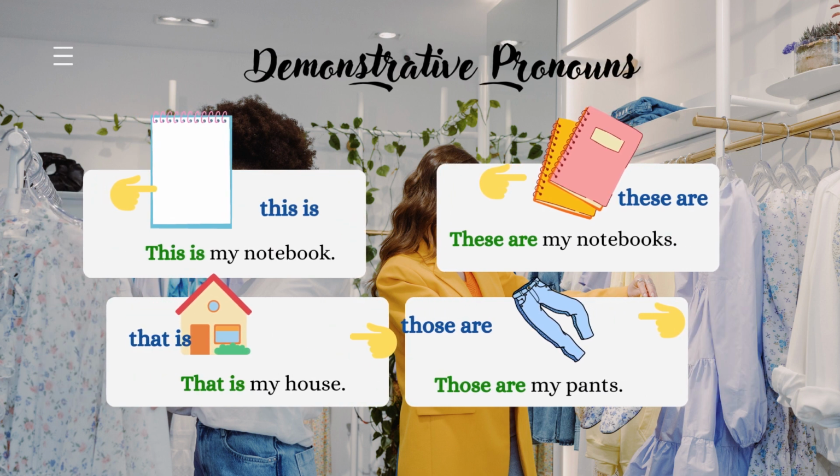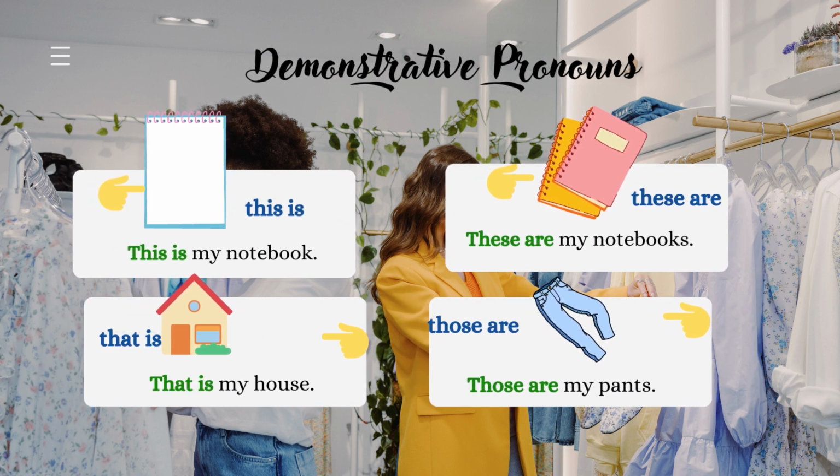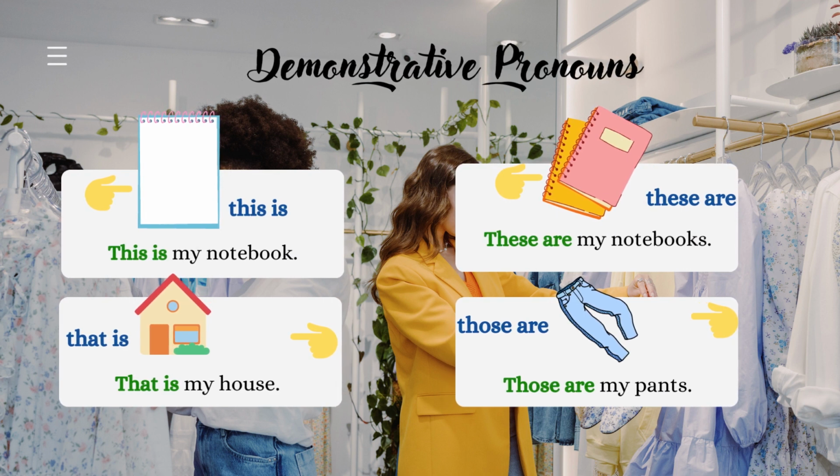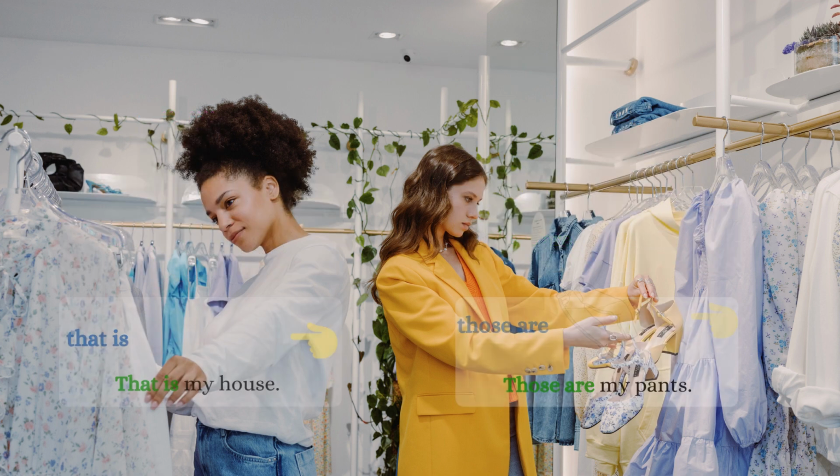Now let's move on to demonstrative pronouns, and those are used to express the distance of a person or object from the speaker. This is used for singular items that are close to the speaker. This is my notebook. These is used for plural items that are close to the speaker. These are my notebooks. That is used for singular items that are not close to the speaker. That is my house. Those is used for plural items that are not close to the speaker. Those are my pants.